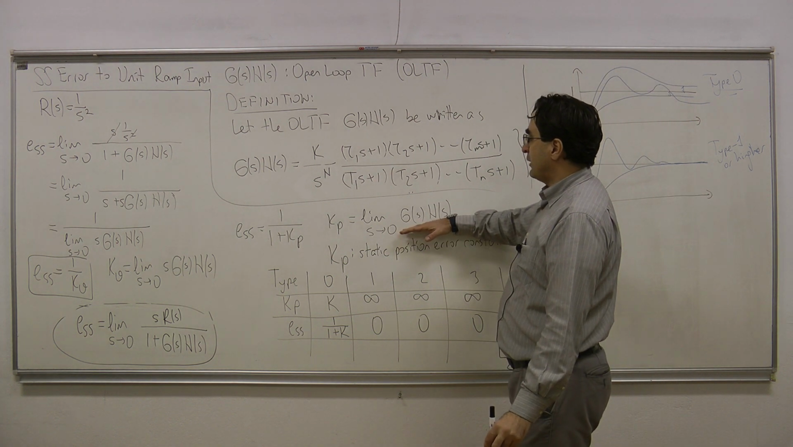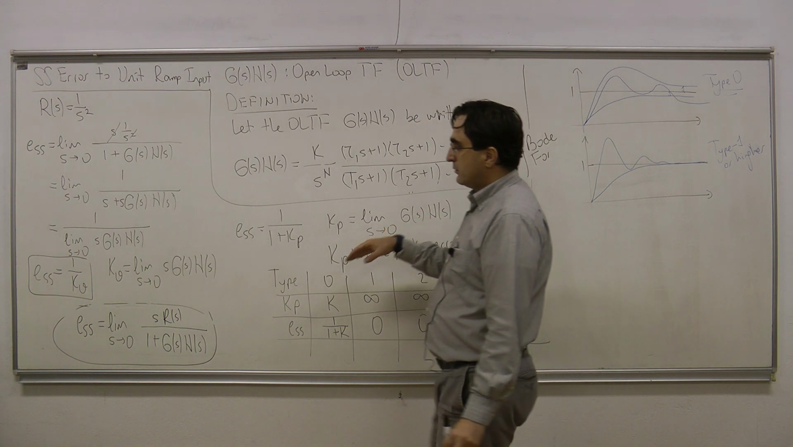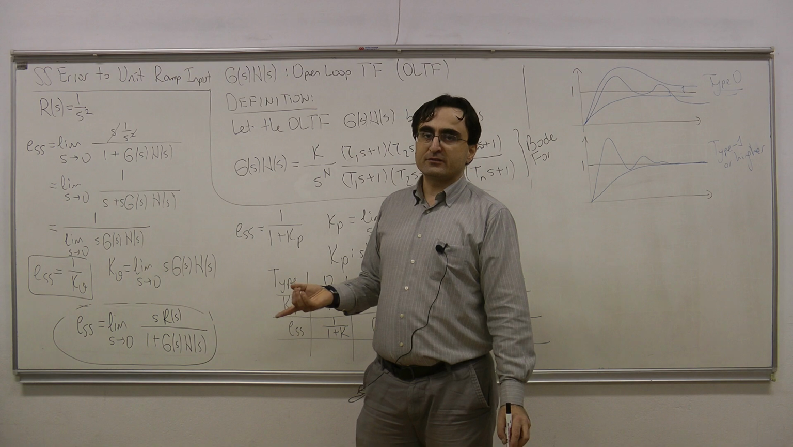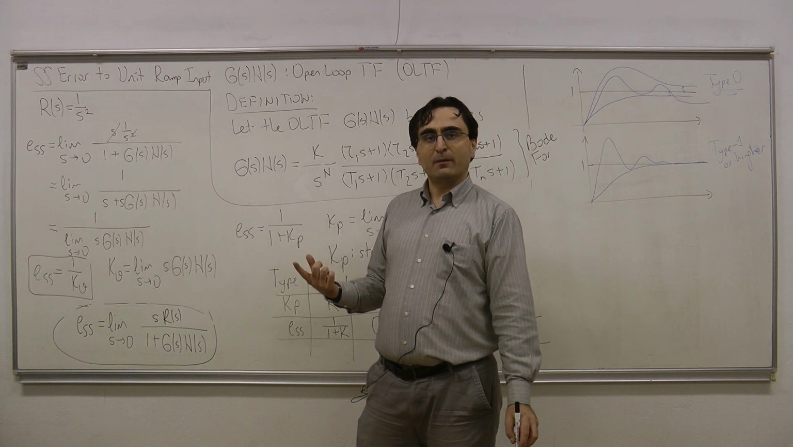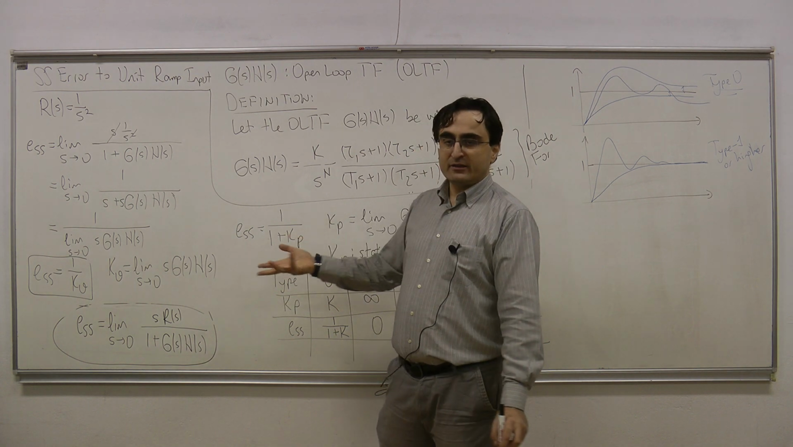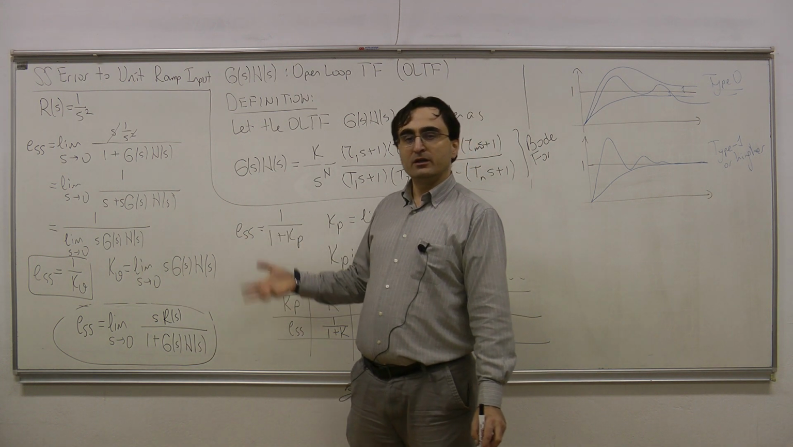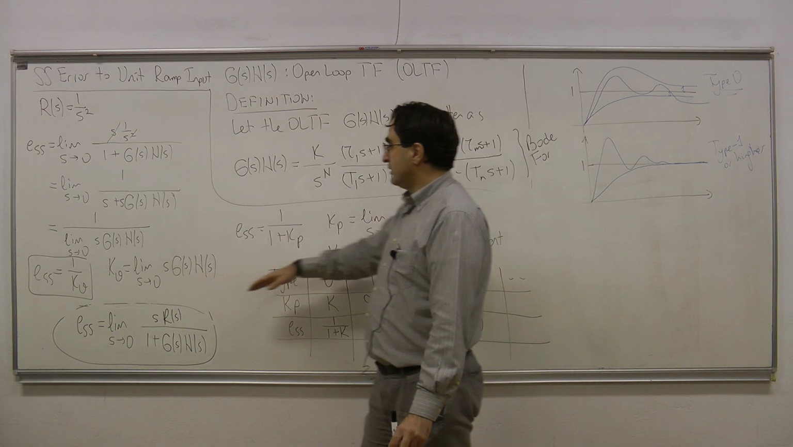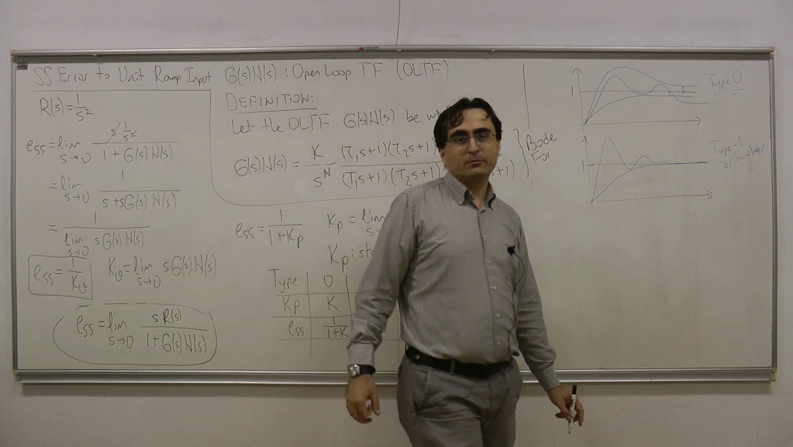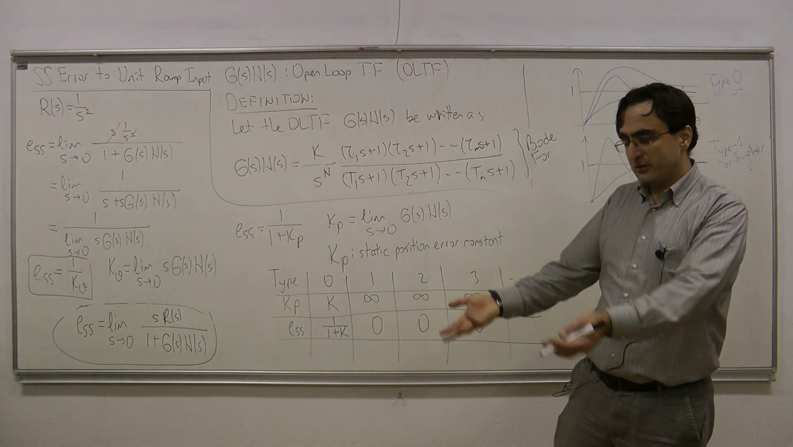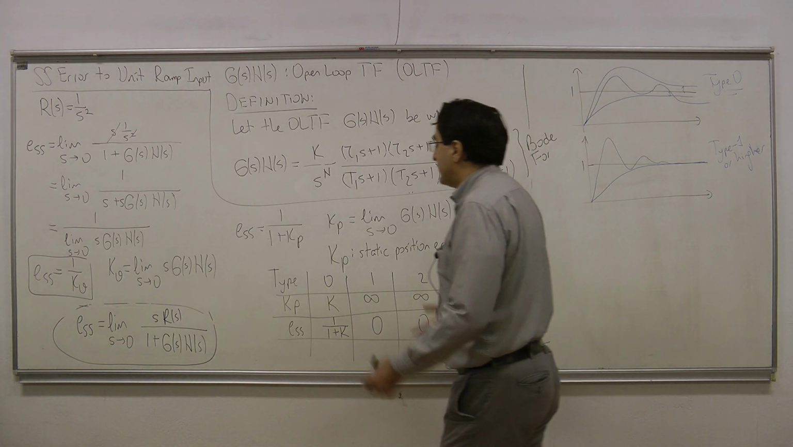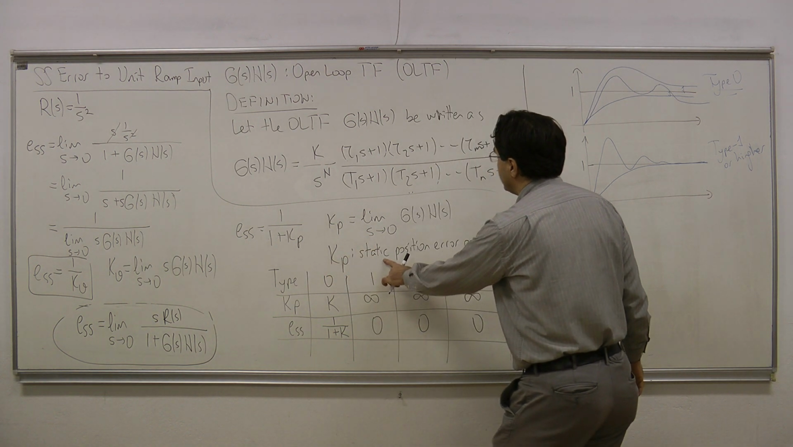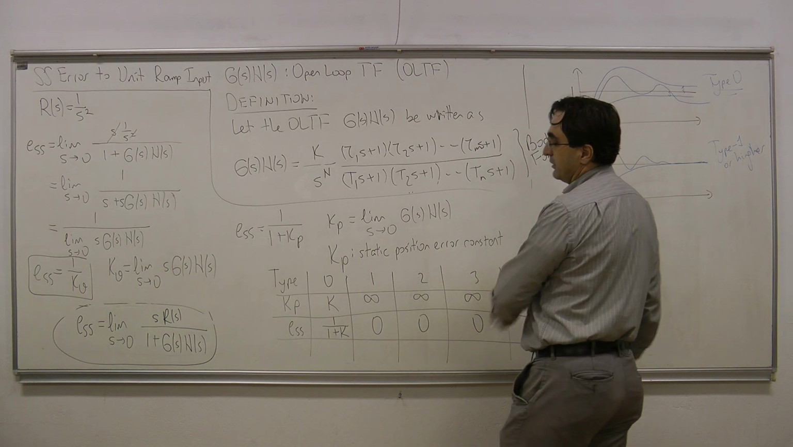So if g of s, h of s is position, what is s g of s, h of s? When you multiply a Laplace transform with s in the Laplace domain, then you would get the time derivative in the time domain. If g of s, h of s is position, then s g of s, h of s is going to be velocity. Okay? Because it's the derivative of the position. So in that case, that constant is going to be called kV, the static velocity error constant.